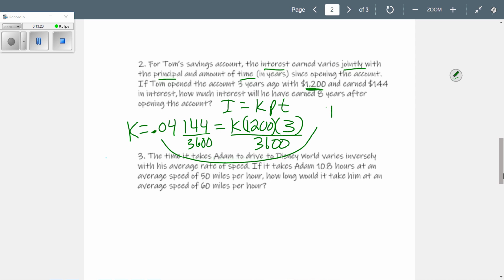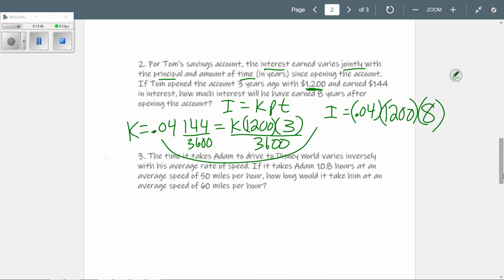So we need to figure out our interest. I equals 0.04 times 1,200, because it's the same principal. It's just asking for later, more years in advance, how much more interest will he have. So the principal is still the same. The time, though, changes to 8. So that's it. So now we multiply those three together to find out the interest.